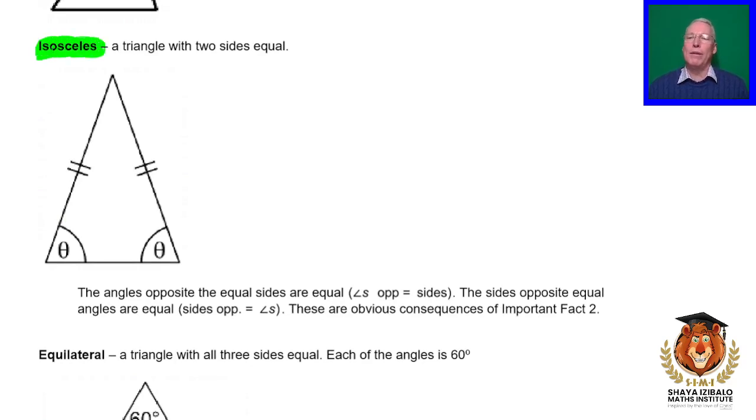And I want you to remember another thing that we said. Remember we said the biggest side's got to be opposite the biggest angle. Well, if these two sides are equal, then these angles that are opposite them must be equal. So an isosceles triangle has two equal sides and two equal angles. And the sides opposite the equal angles are equal, and the angles opposite the equal sides are equal.